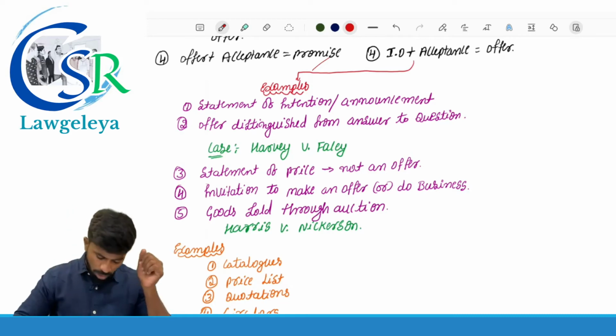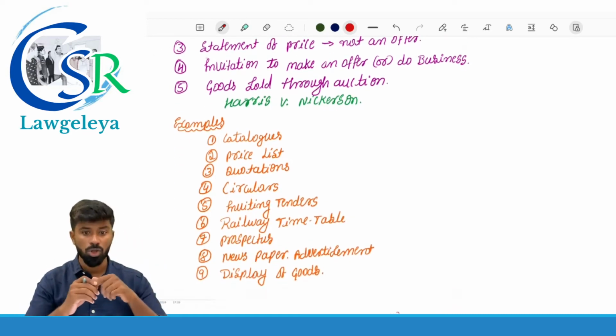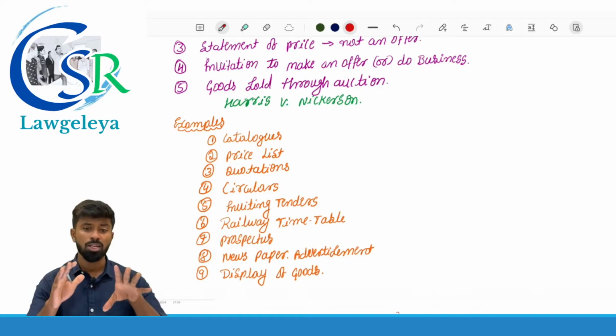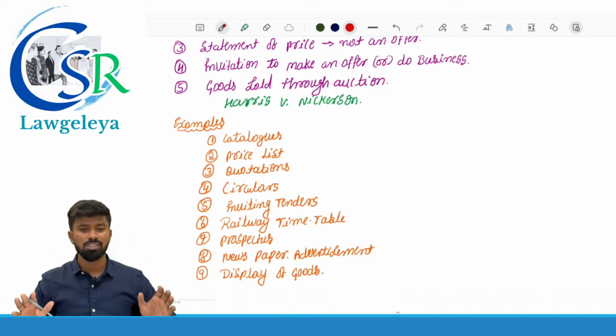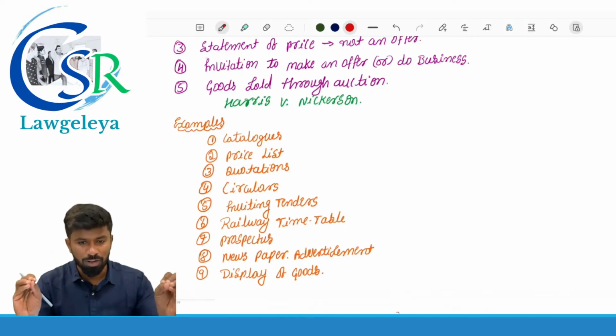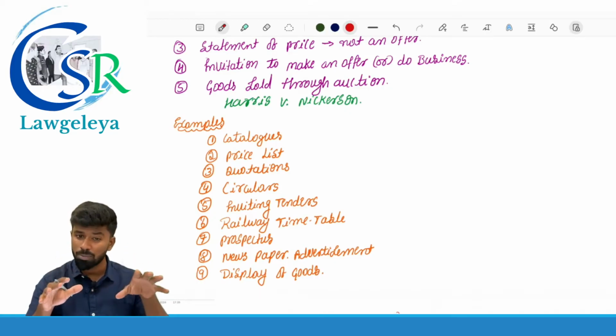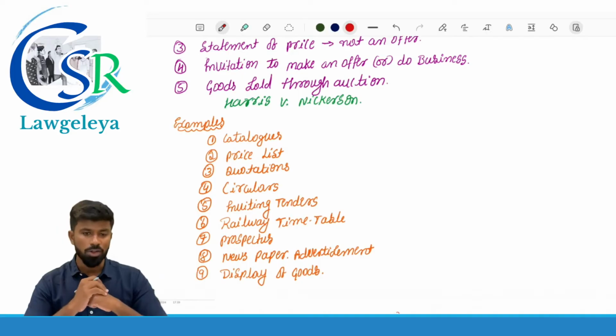Invitation to offer. We also have a few more examples: catalogs, price list, quotations, circulars, inviting tenders, display of goods in the shopping complex with a price tag, railway timetable, prospectus, newspaper advertisement other than for reward. All these are considered as what? Invitation to offer. An acceptance of invitation to offer results into what? Offer, but not a contract.